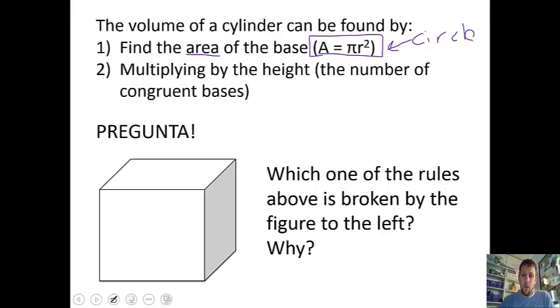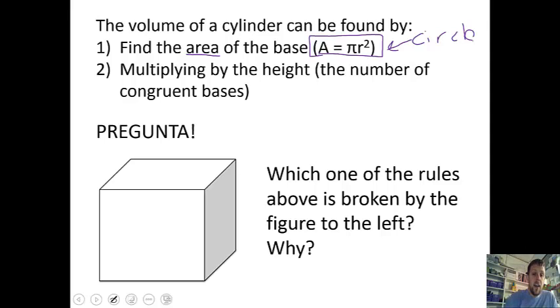So I have a question for you. This is a rectangular prism, and more specifically, it's a cube. I want to know which one of the rules above, 1 or 2, is broken by the figure. Which one of the rules above does not apply to this? Is it finding the area of the base is pi r squared, or is it multiplying by the height, the number of congruent bases? Go ahead and put your input in.